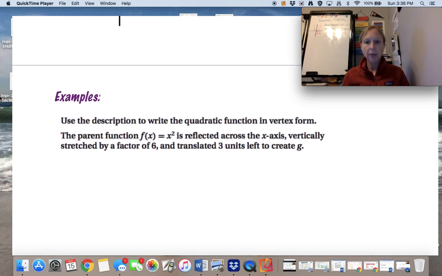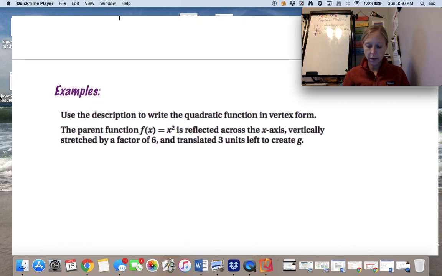So we're going to practice writing functions in vertex form, given a list of constraints. We're going to start with our parent function of x squared, and then we're going to reflect it across the x-axis, vertically stretch by a factor of 6, and then go 3 left. And we're going to create g. So they're telling us that when we write our answer, we're supposed to write g of x.